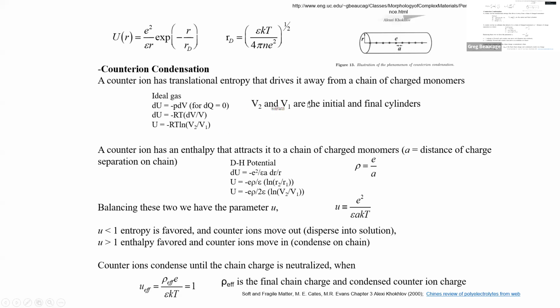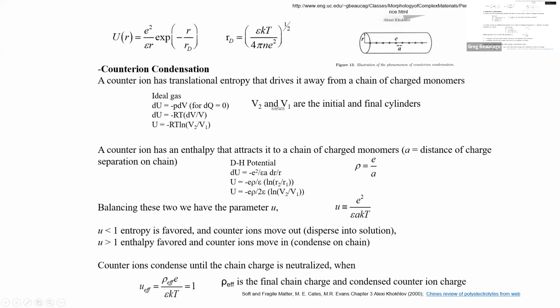So you have two volumes that have to do with condensation of the charges onto the chain, right? So the volume of the chain changes because of condensation of charges onto the chain. This is just a standard thermo equation: internal energy is the PV work and then the heat. If you say the heat's 0, you have just PV, and if you integrate that, you end up with log of V2 over V1. So that's just a straightforward thermo number.